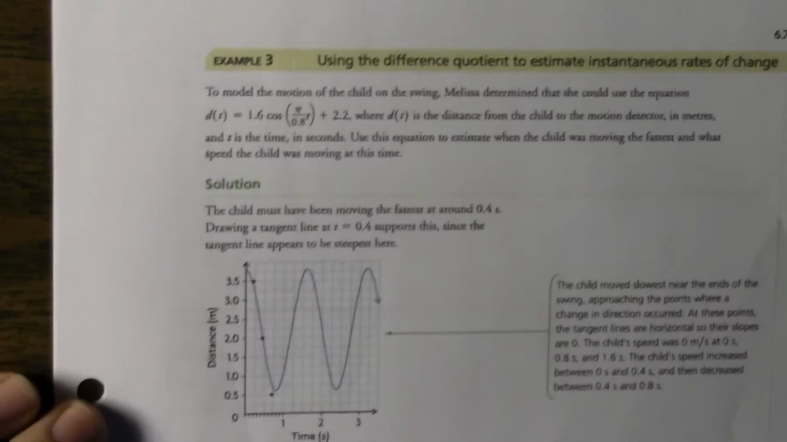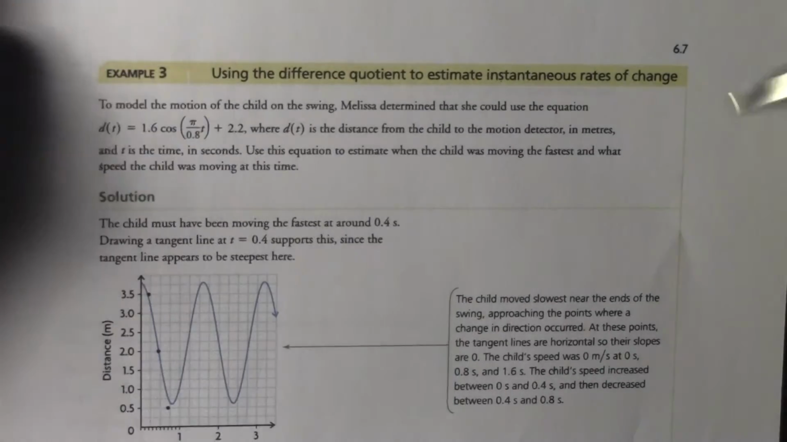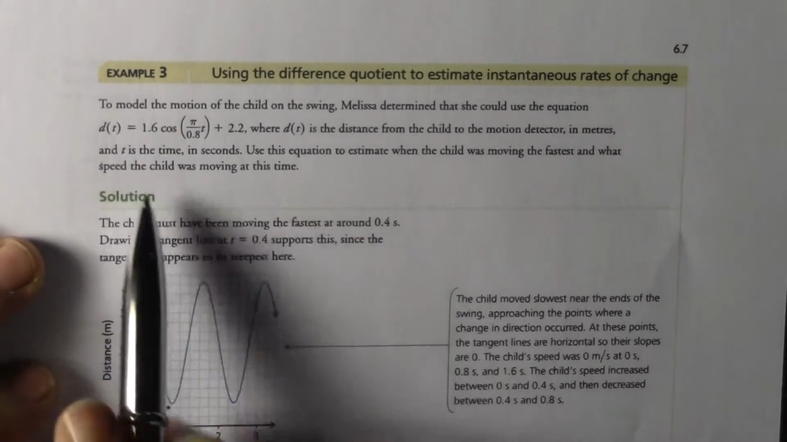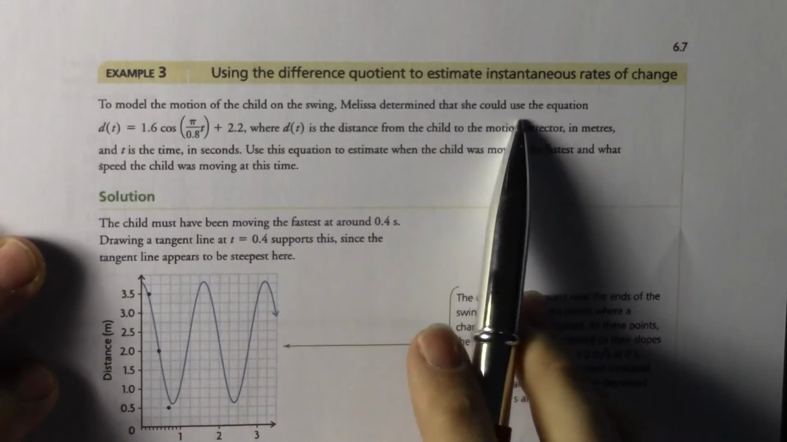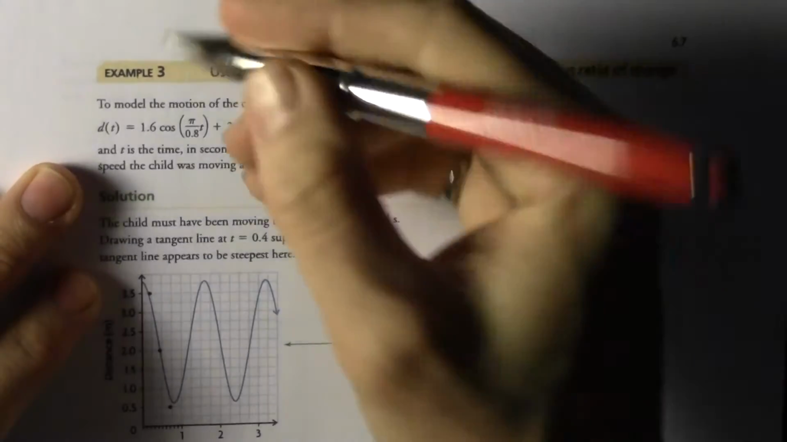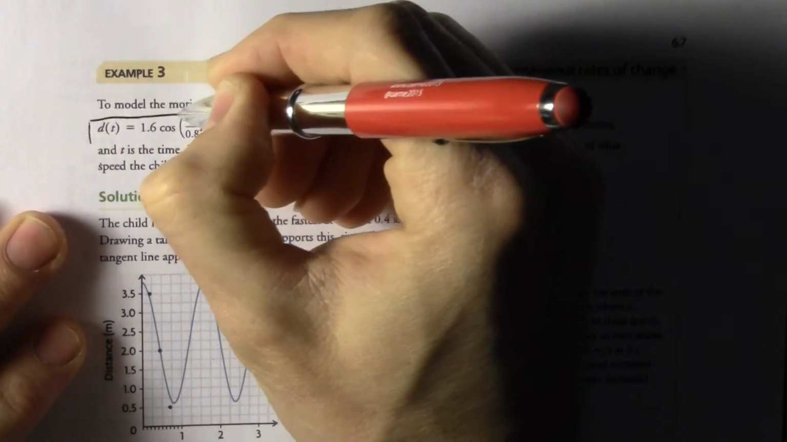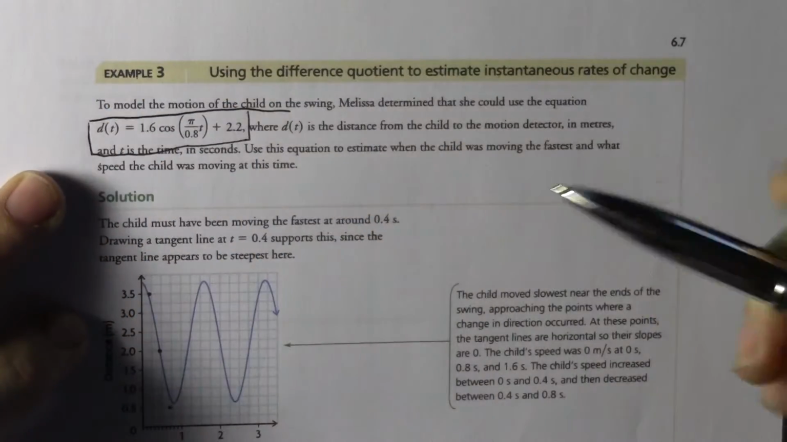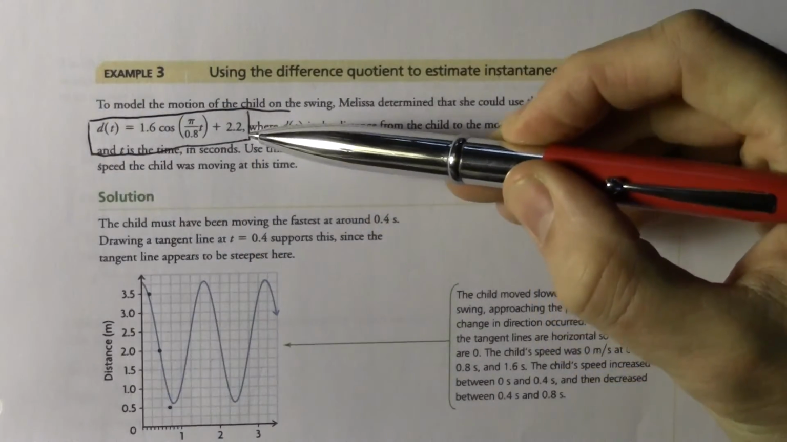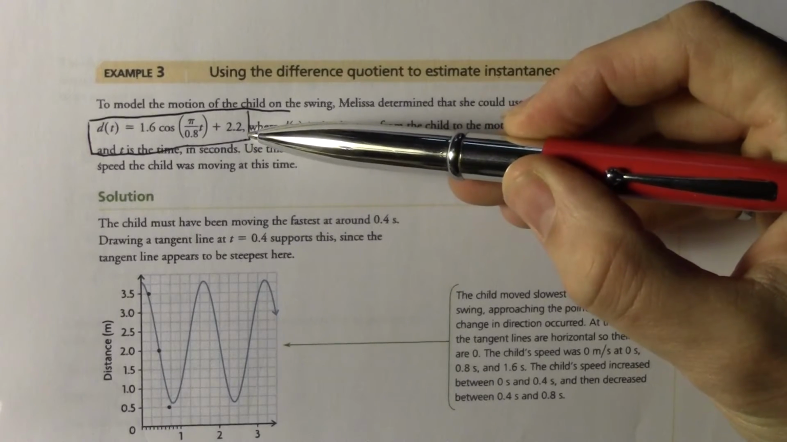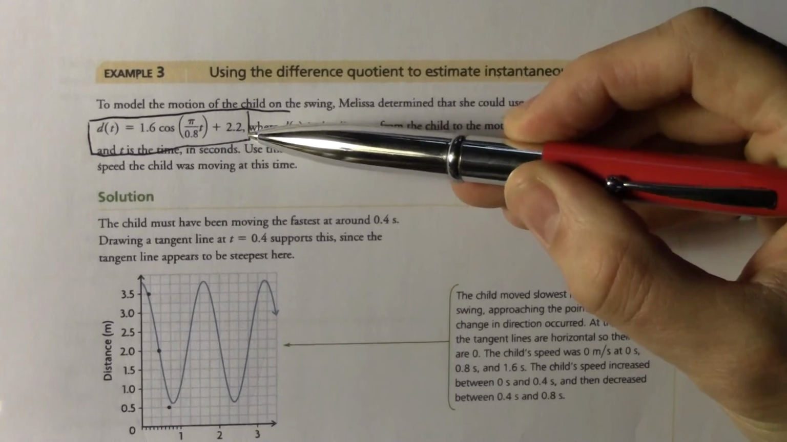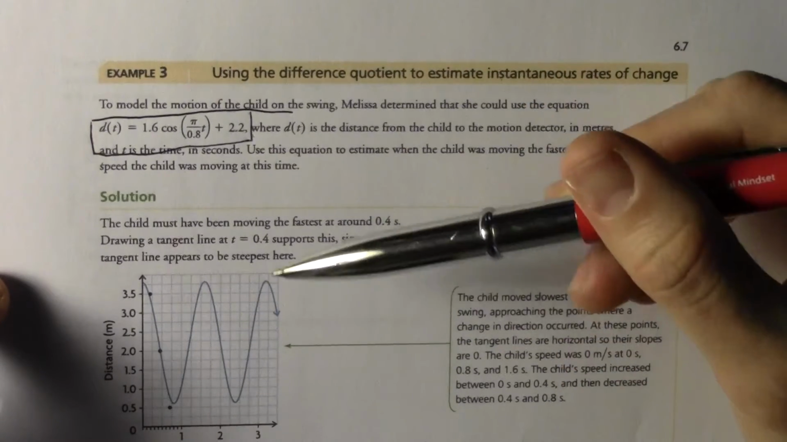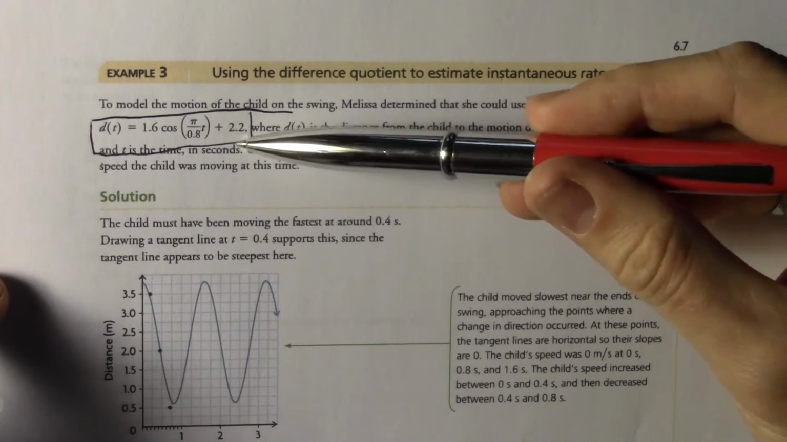All right. Next example. Use the difference quotient to estimate the instantaneous rates of change. Okay, so to model the motion of the child, Melissa determined that she could use the equation this. Good of you guys came up with this equation? I hope so, right? And I'm surprised that they gave it to you in this question. In the very last section, all we did is we took a graph and we came up with equations.